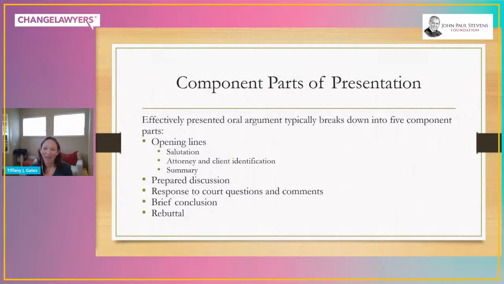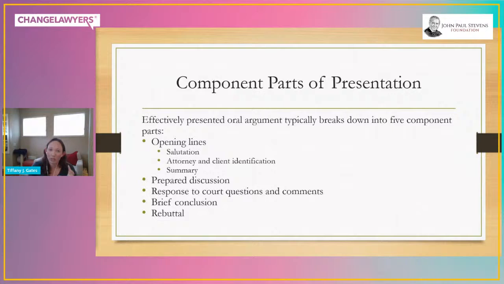So I'm just trying to manage expectations and keep it clear that questions are a natural part of the oral argument process. But regardless, you'll be allowed to give your prepared discussion for a little bit of time. And so that will be the second part of the oral argument after you've done your salutation. And then we'll really get to what typically is the meat of oral argument, which is responding to the court's questions. And the next few slides will deal more specifically with that.